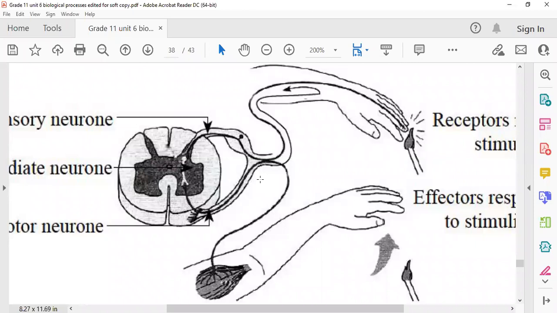First of all, your hand is touching the hot object. Correct? It is receiving a stimulus. What is the stimulus here? Heat. Heat is the stimulus. Heat is contacting our skin. Our skin works as the receptor. Who is our skin? Receptor.